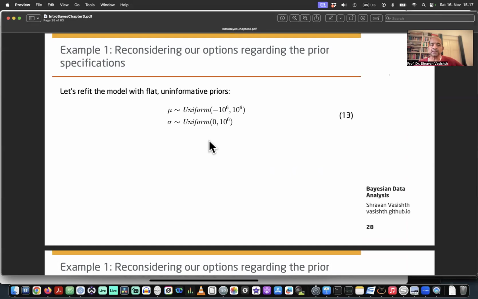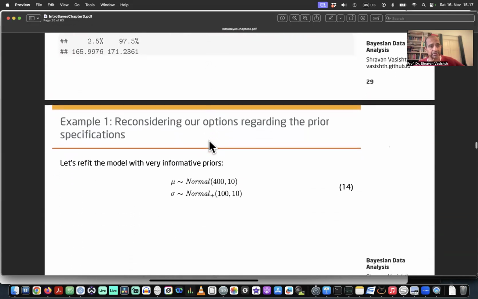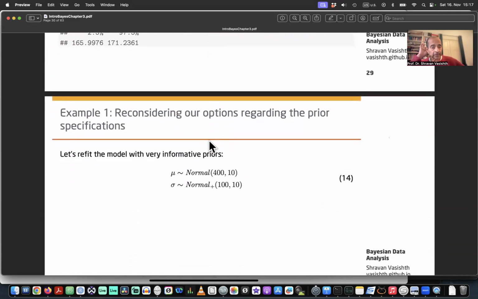The reason for that is that we have enough data here, and the maximum likelihood estimate is dominating in determining the posterior mean and so on. Like I explained earlier, if you have sufficient data, the posterior will be closer to the likelihood estimate.